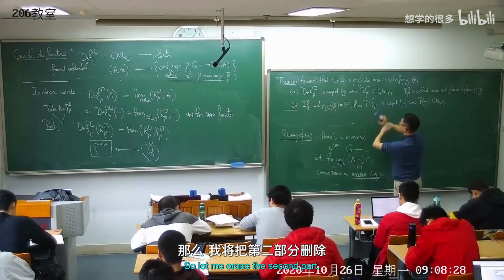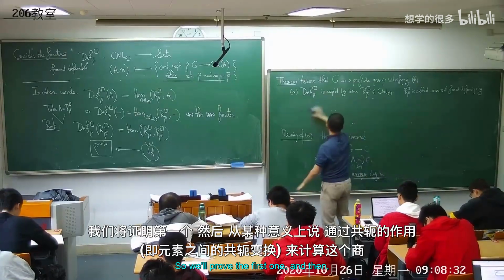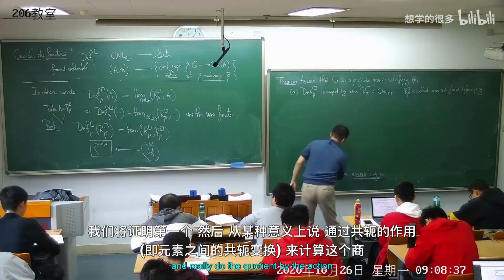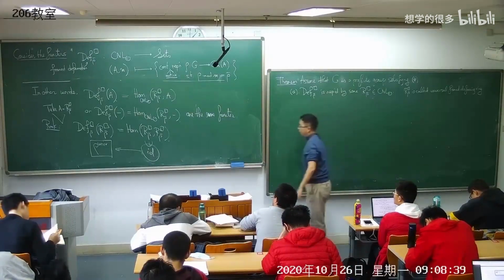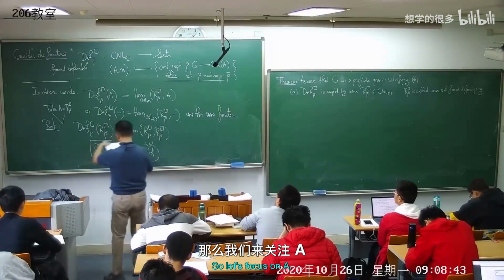So let me erase the second part. We're not going to prove it today. So the proof goes as follows. We'll prove the first one, and really do the quotient by the action of the conjugation in some sense. We'll do that quotient next time. So let's focus on A.